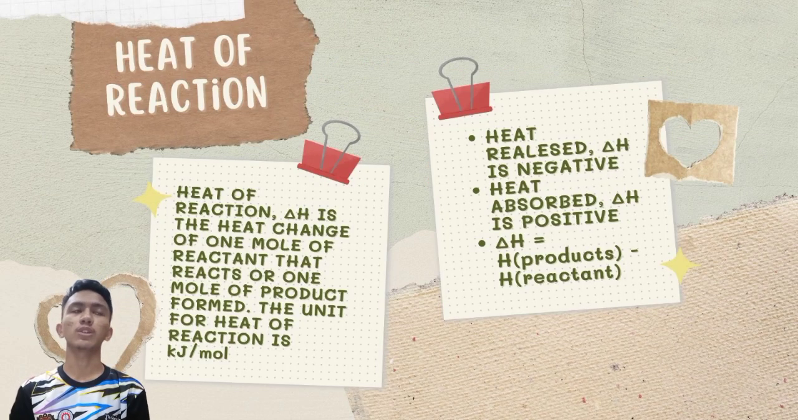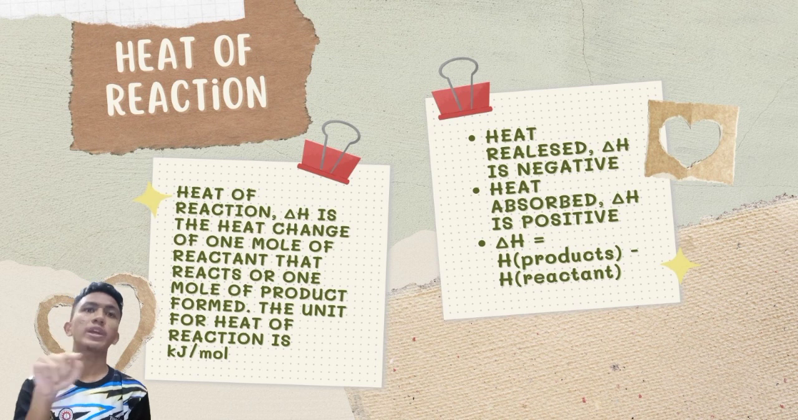Next up is heat of reaction. Heat of reaction is the heat change of 1 mole of reactant that reacts or 1 mole of product formed. The unit for heat of reaction is kilojoule per mole. Heat of reaction uses the symbol delta H. Delta is the triangle symbol and H is heat.